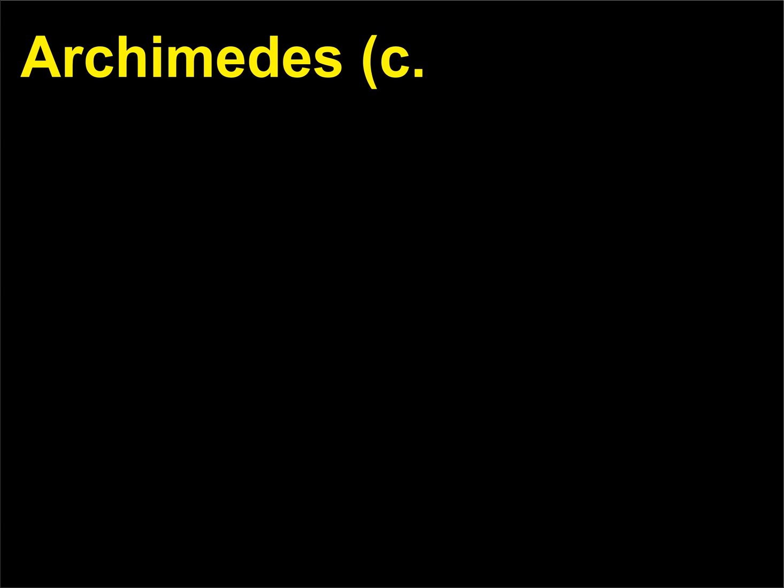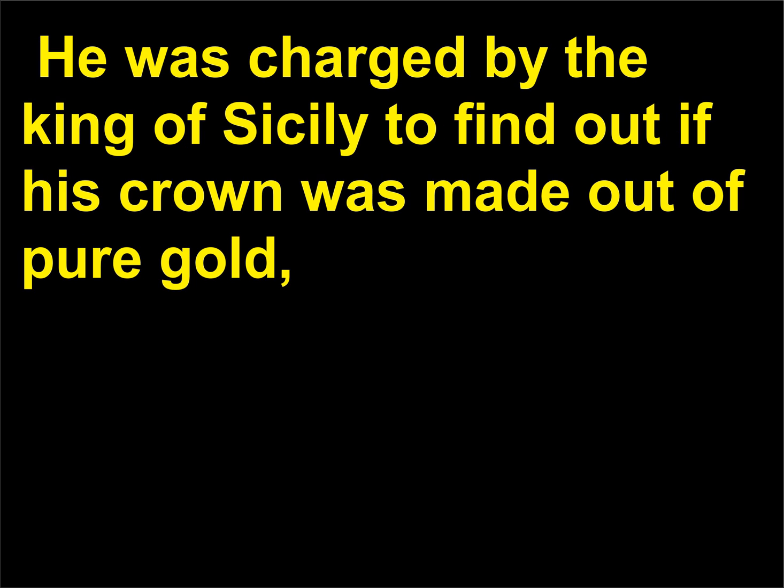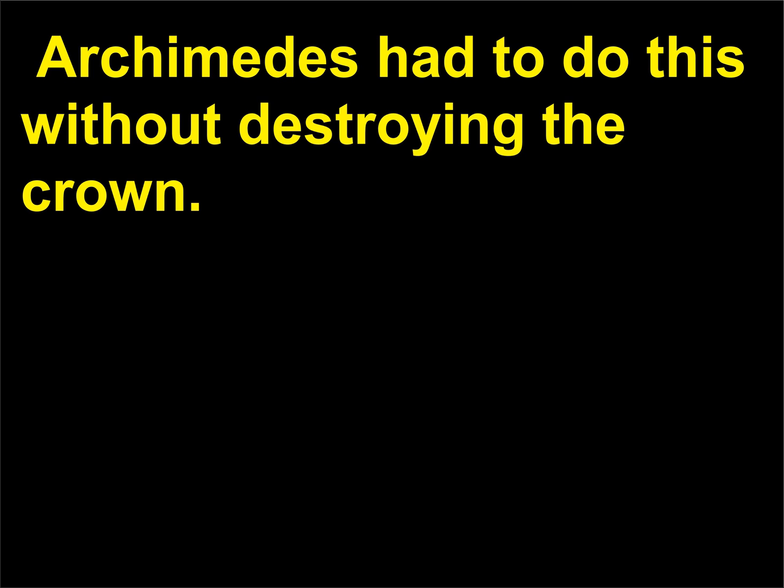Archimedes, c. 287 to c. 212 BCE, lived in the city of Syracuse on the island of Sicily, then part of Greece. He was charged by the king of Sicily to find out if his crown was made out of pure gold or an alloy of gold and silver. Archimedes had to do this without destroying the crown.